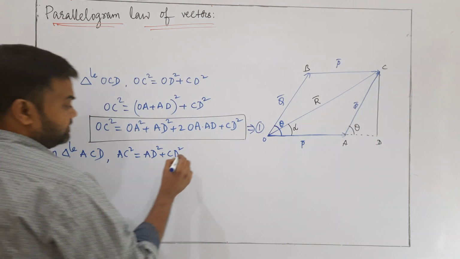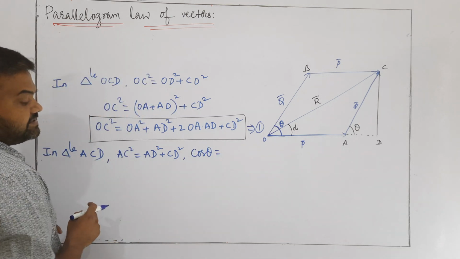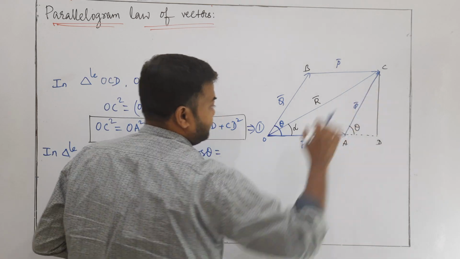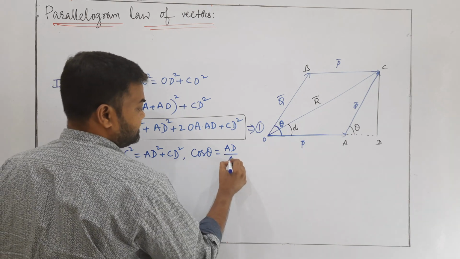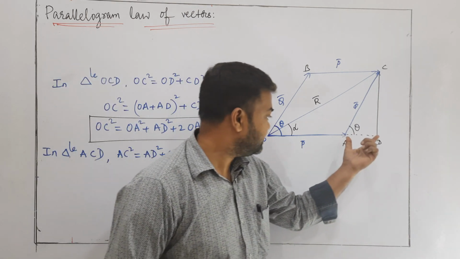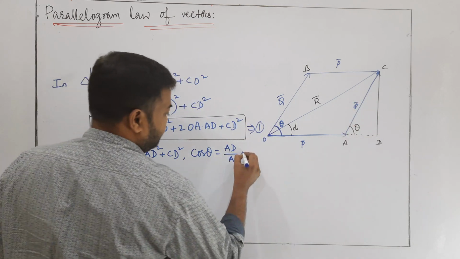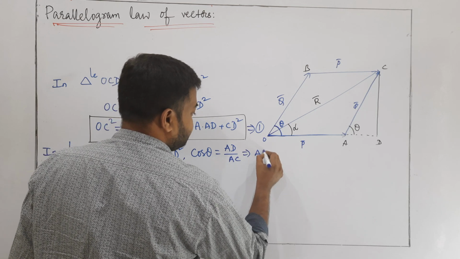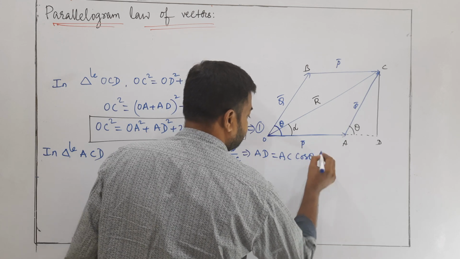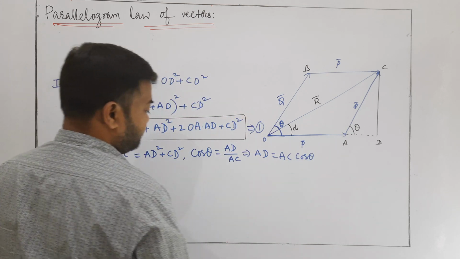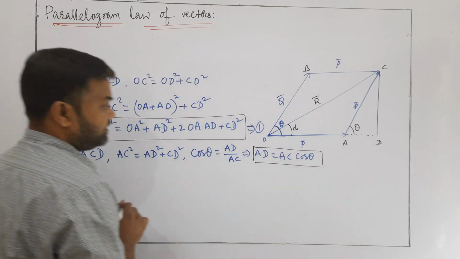And we can also find out the value of cos theta. What is cos theta? Cos theta is adjacent side by hypotenuse. What is the adjacent side? AD by AC. From this we can write AD is equal to AC cos theta. This is one more equation we have to draw.